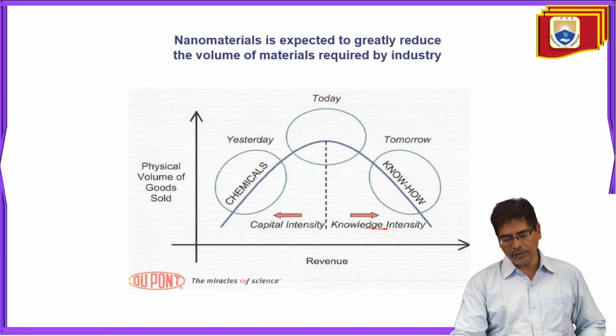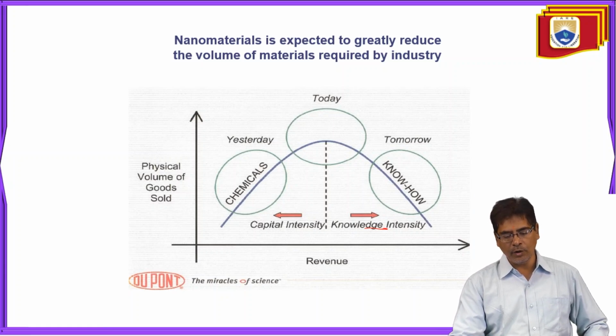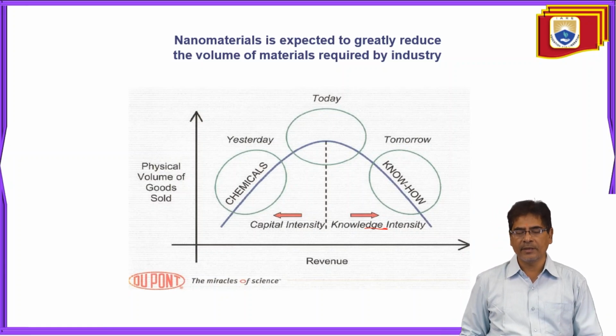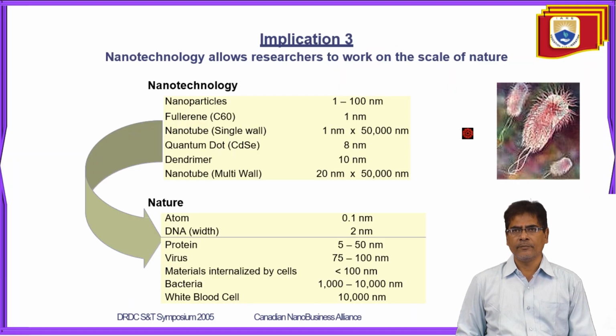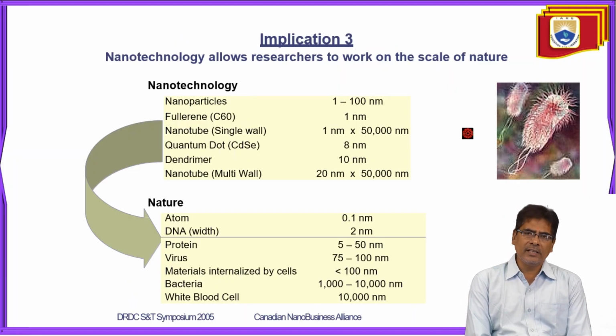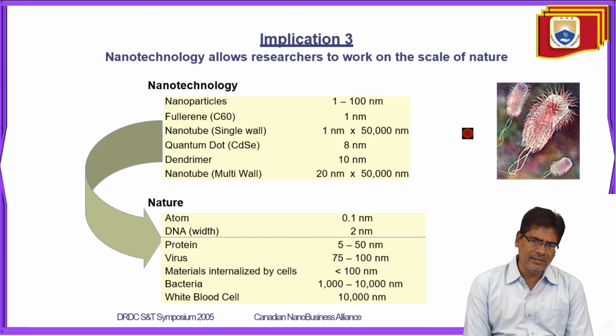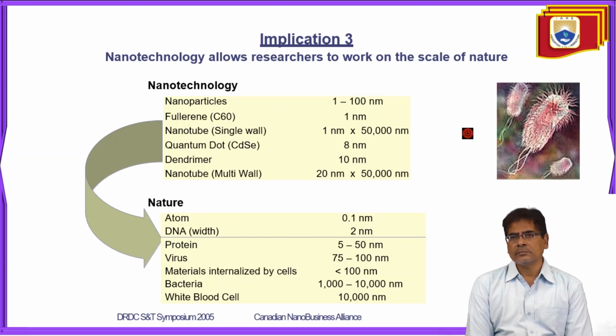So nanomaterials are expected to greatly reduce the volume of materials required by industry. Right. So this is one of the most significant features. That is implication 2, and this is implication 3. In implication 1, we have seen how it is showing in the market from the year 1995, and implication 2 shows what the physics behind the materials is. Right. And implication 3, nanotechnology allows researchers to work on the scale of nature.